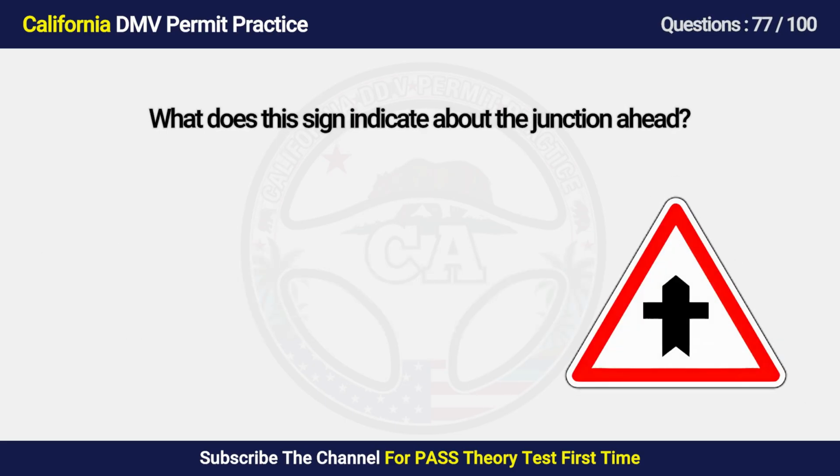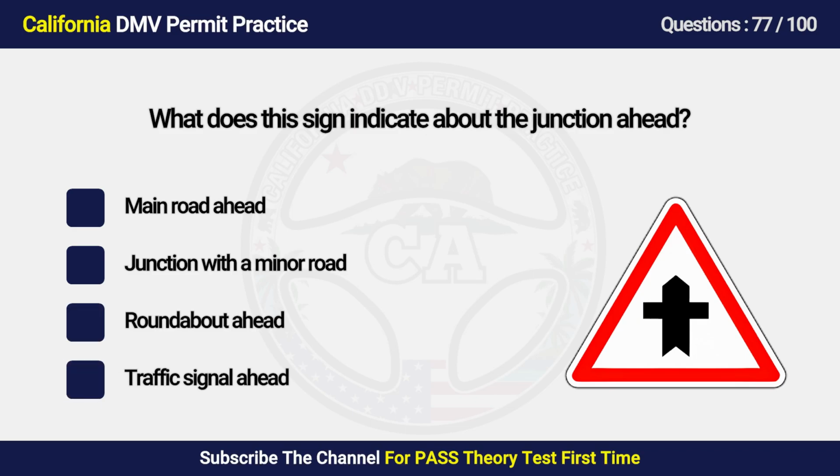Question 77. What does this sign indicate about the junction ahead? A. Main road ahead. B. Junction with a minor road. C. Roundabout ahead. D. Traffic signal ahead.